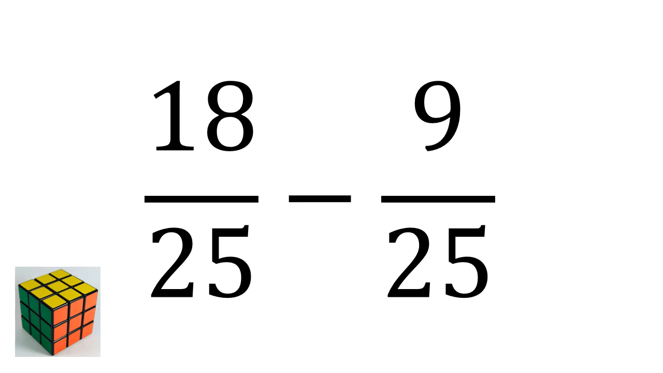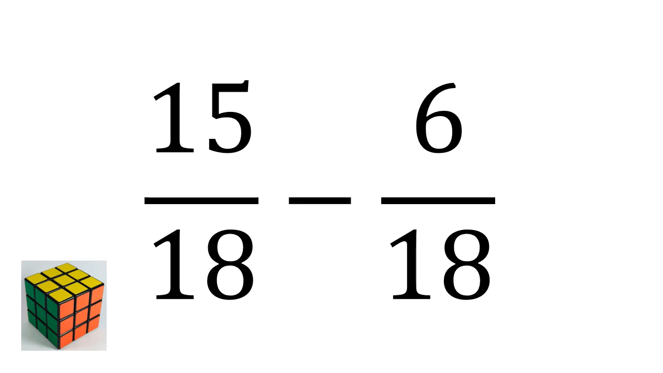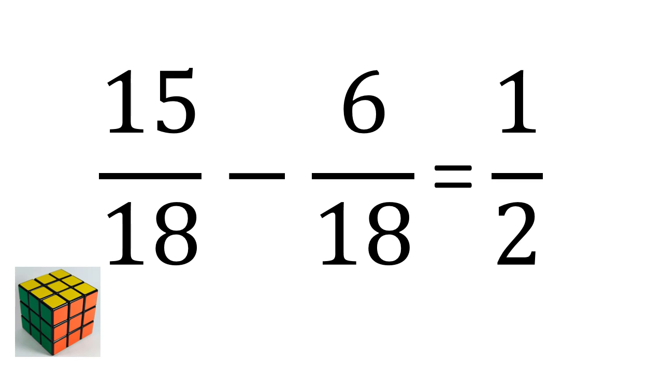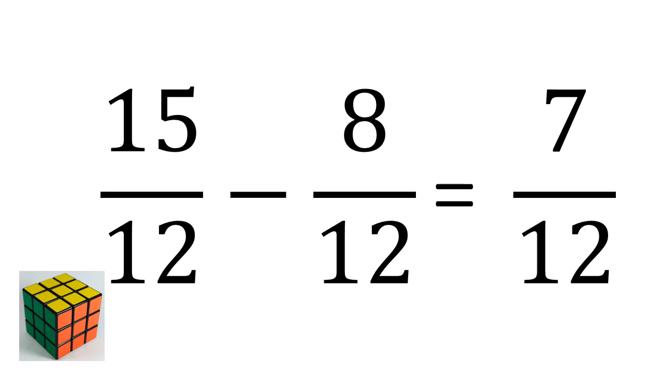18 over 25 minus 9 over 25. 18 over 25 minus 9 over 25 equals 9 over 25. 15 over 18 minus 6 over 18. 15 over 18 minus 6 over 18 equals 1/2. 15 over 12 minus 8 over 12. 15 over 12 minus 8 over 12 equals 7 over 12.